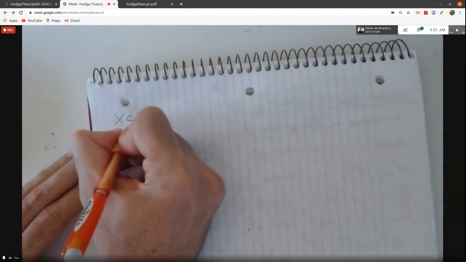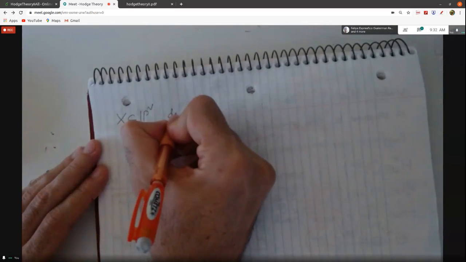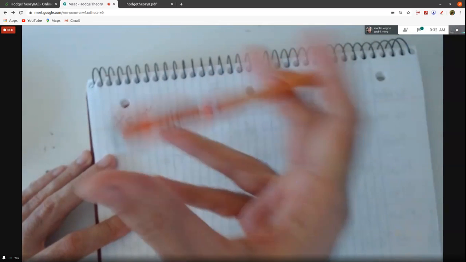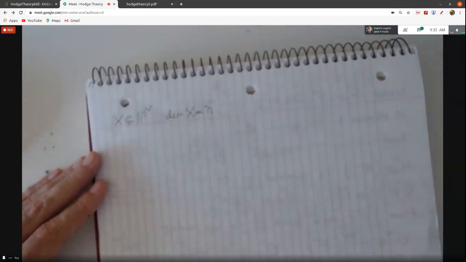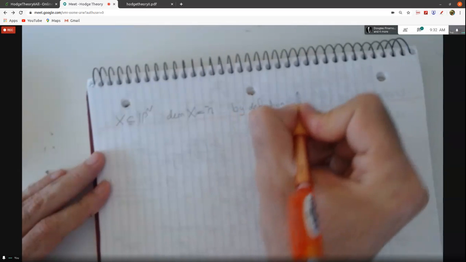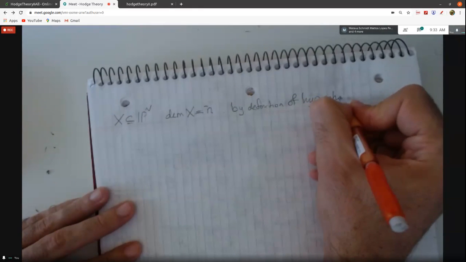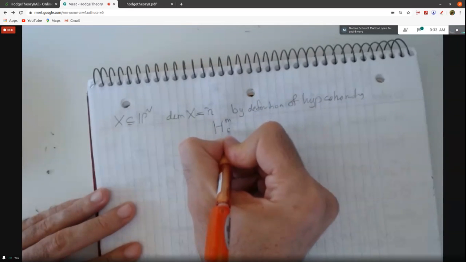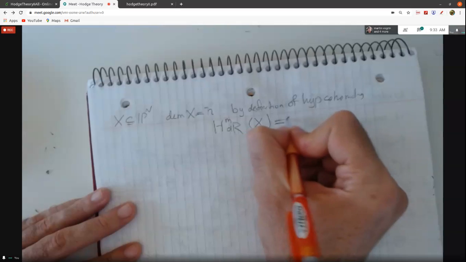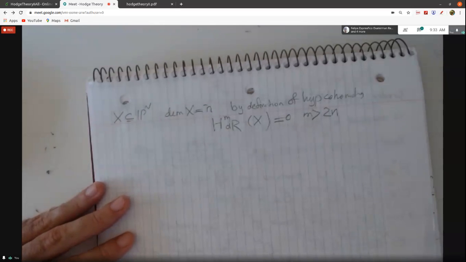So again, our X is a smooth projective variety, so the dimension of X is n, and by definition of hypercohomology, H^m de Rham of X, the algebraic one, is 0 for m bigger than 2n, and this is because we don't have any.